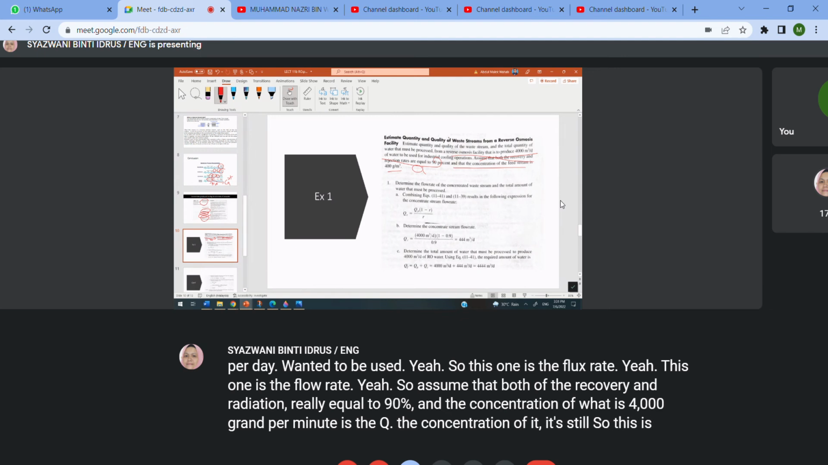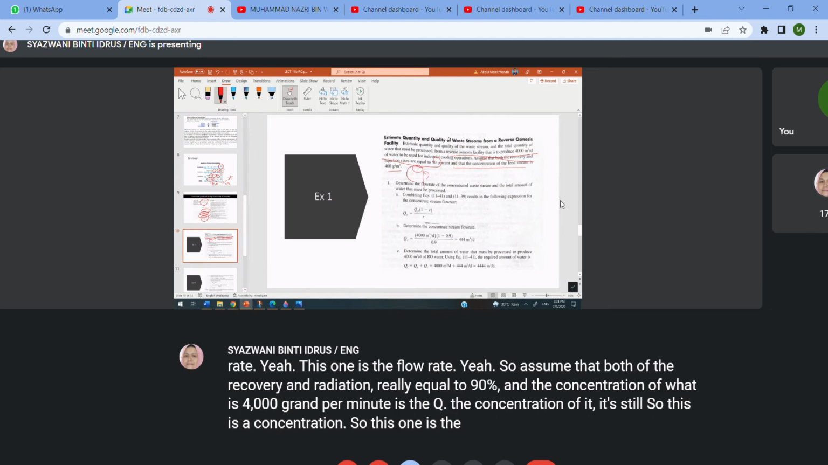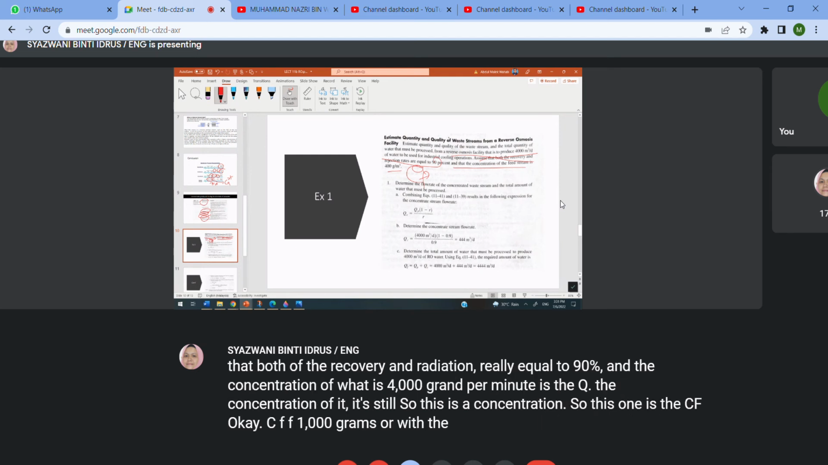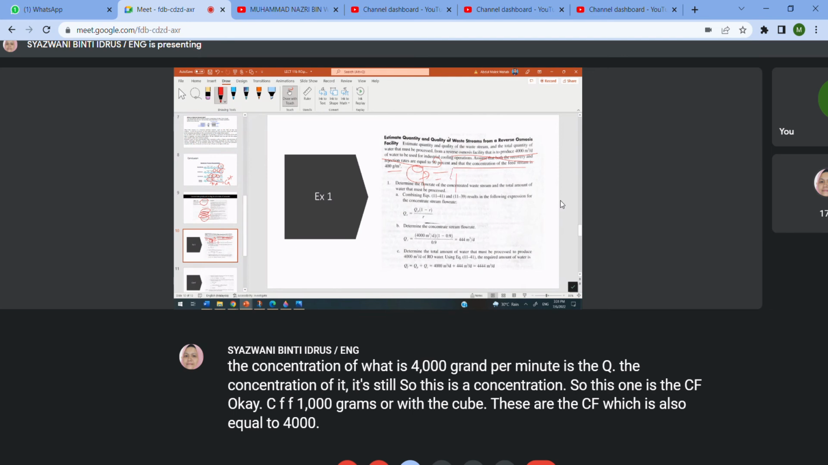So this is a concentration. So this one is the CF. Okay, CF, 4,000 gram per meter cube. These are the CF, which is also equal to 4,000 milligram per liter. Okay.